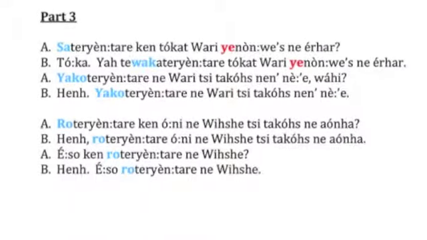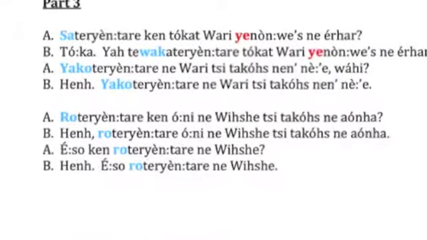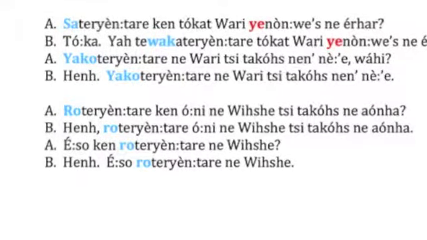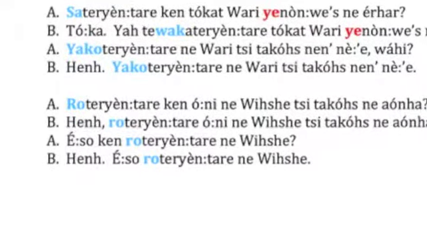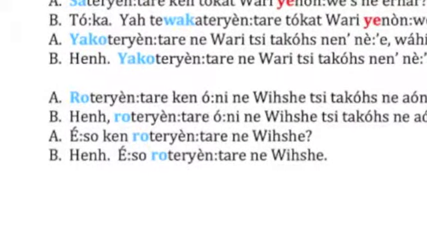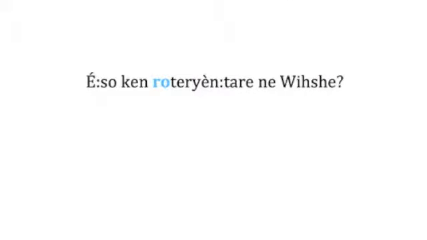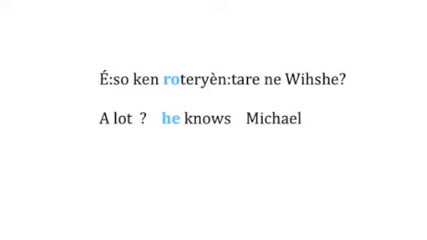A great thing to do with these dialogues is to practice writing out the translation as best you can. I'll give you some clues using this last question. Ezo ga roderiandere ne wise. So let's take that word by word. We have ezo, a lot, ga, our question word, roderiandere, he knows, ne, which is a particle we use to introduce information, and in this case it's introducing the name wise, Michael. So we have a lot, question, he knows, Michael.